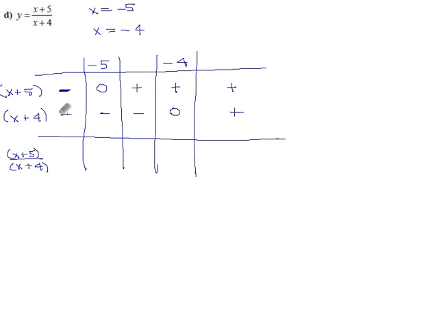So overall, this thing will be negative over negative. 0 over negative, that's fine, that's just 0. Positive over negative. Positive over 0, that's not fine, that's undefined. And positive over positive. Let's see if that's enough for us to get a sketch.